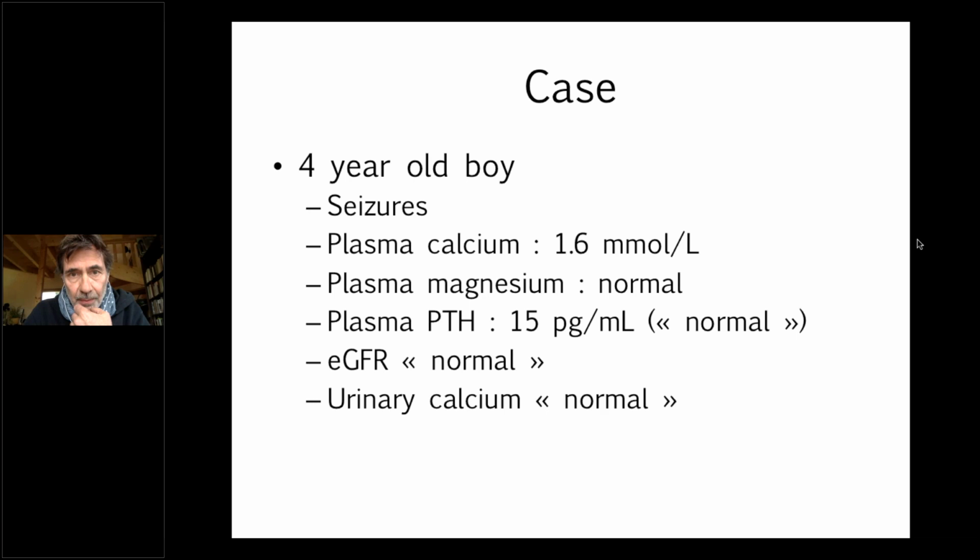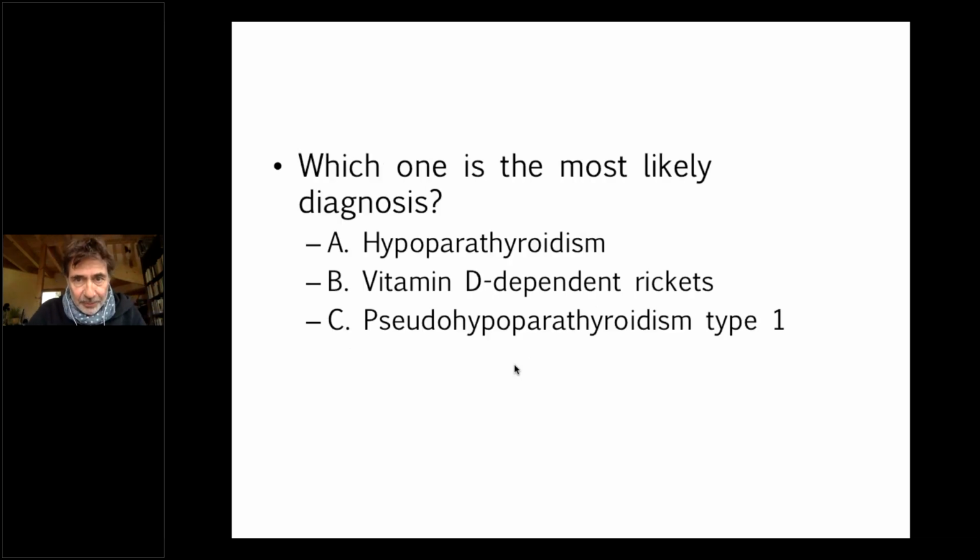As an introduction, let's discuss a case. This is a 4-year-old boy who was admitted to the emergency room because of seizures. Plasma calcium was measured very low. Plasma magnesium was normal at that time, and plasma PTH, measured because of hypocalcemia, was normal but inappropriate. Estimated GFR was normal, and urinary calcium was measured and was considered normal.